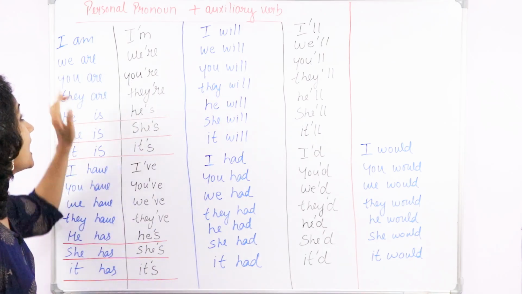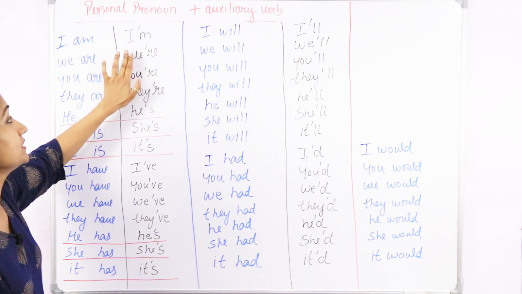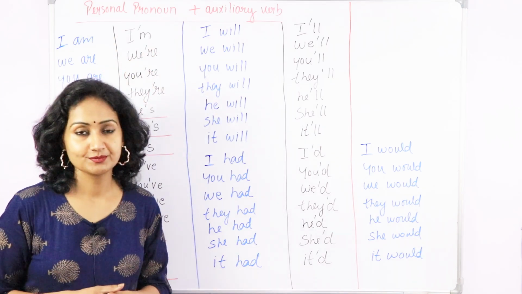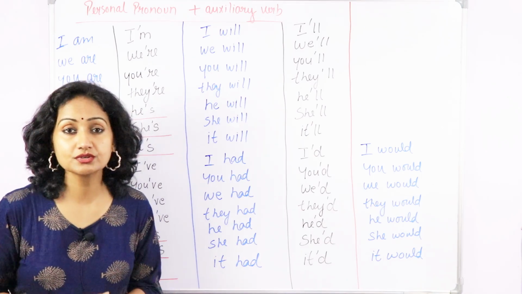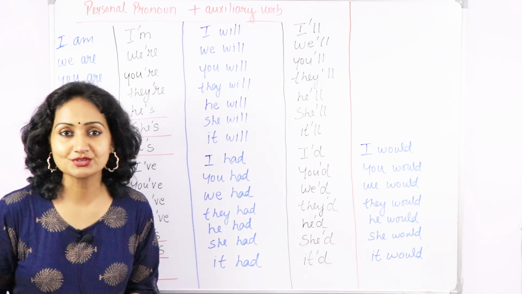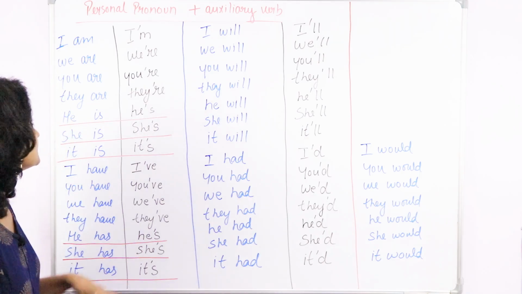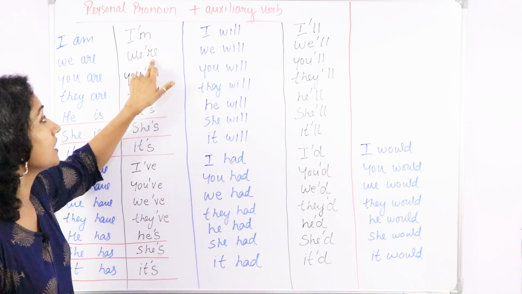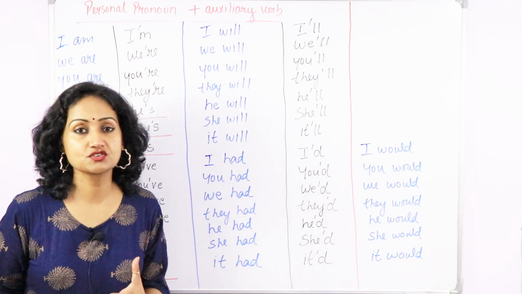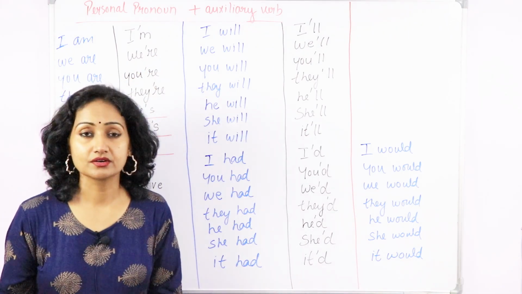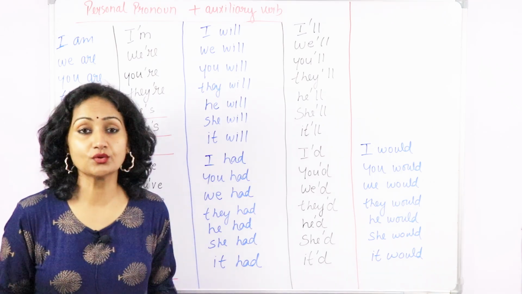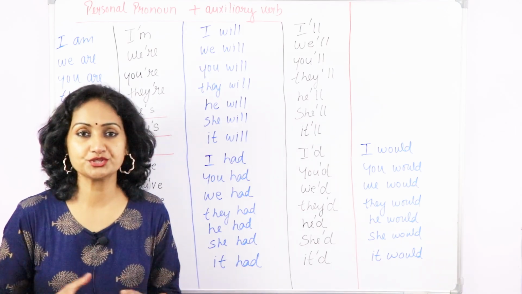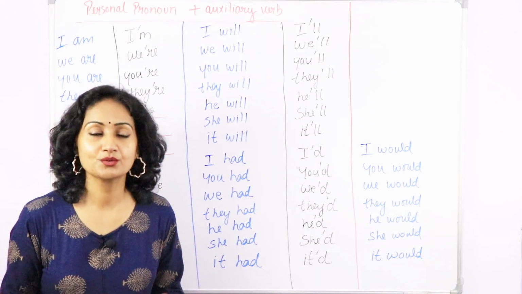So first one is "I am." "I am" becomes "I'm," I apostrophe M. I am good. I'm good. Next is "we are." "We are" becomes "we're," we apostrophe R-E. The pronunciation is "wear." We wear clothes, same pronunciation. We're good. What about you? We're good.